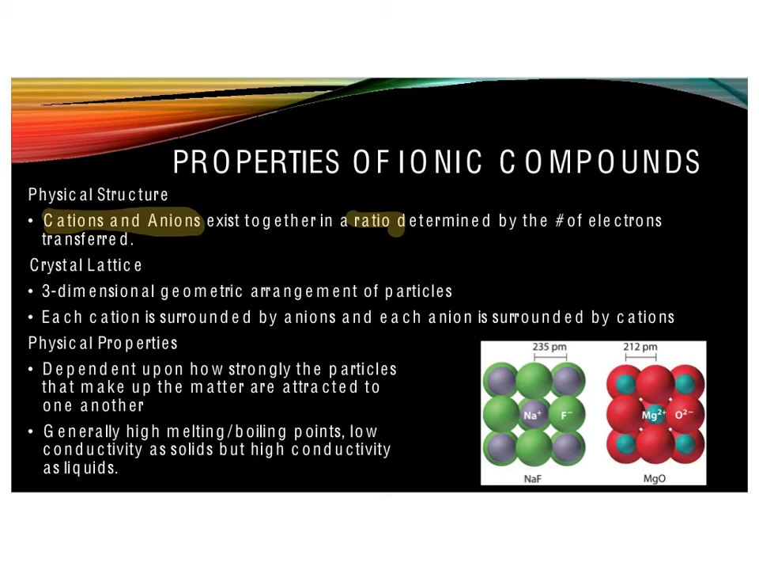Ionic compounds exist as a crystalline lattice, which means there is a 3-dimensional arrangement of particles in some form of geometry, and this can take a cubic geometry like we would see in table salt. It could take a hexagonal geometry as we see in the mineral fluorite, and so we can get different shapes from these different ionic compounds.